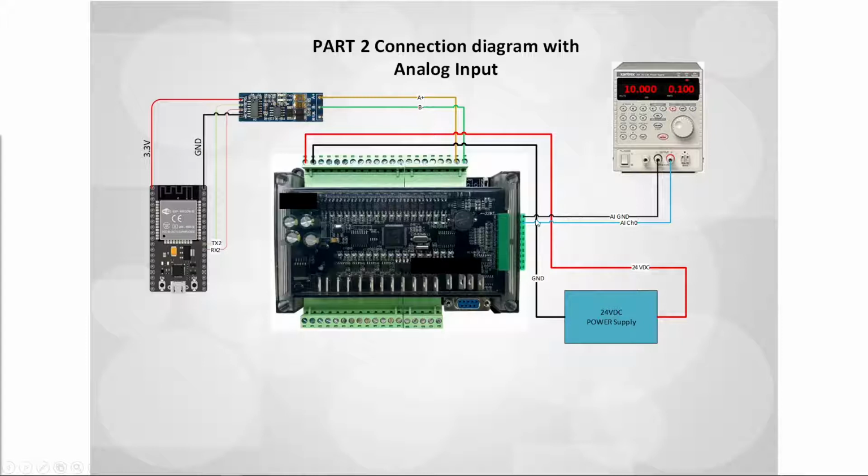As you can see, I did connect my variable power supply to the FX3U PLC analog input channel 0. Please note that the analog input of the PLC is 12-bit 0 to 10 volt, so I won't try to set my power supply voltage beyond 10 volts.